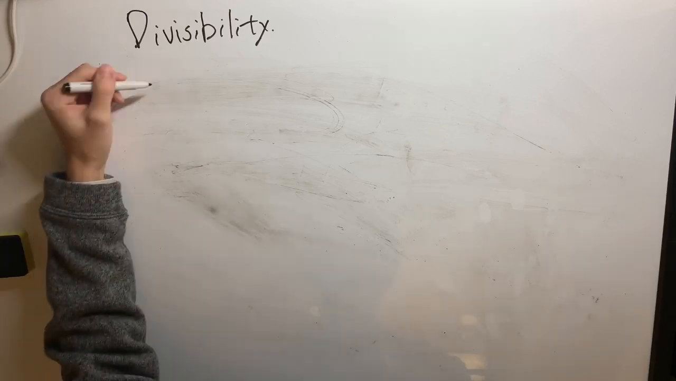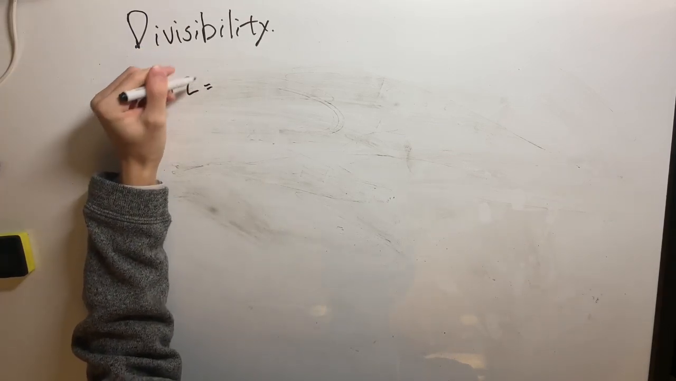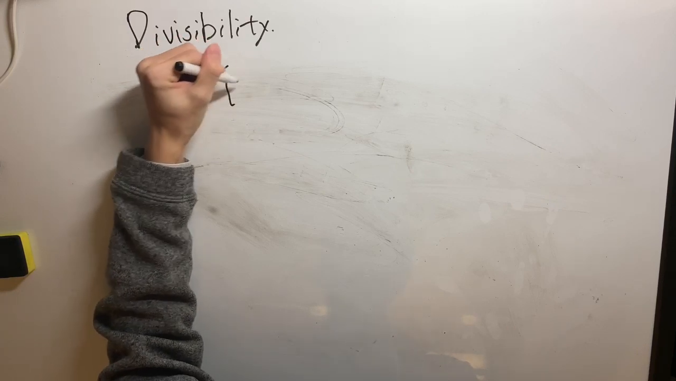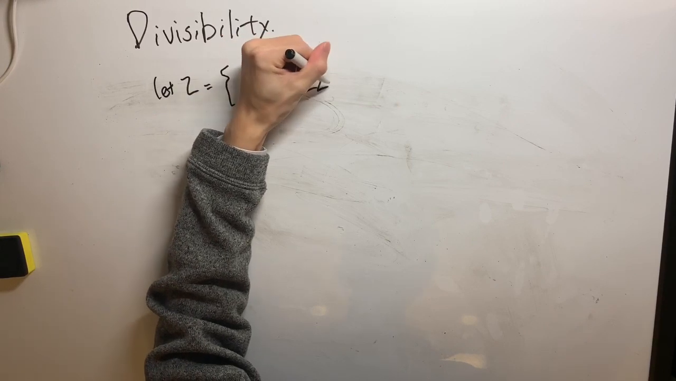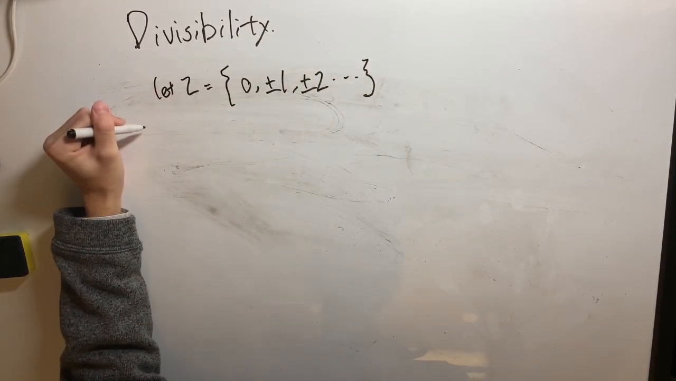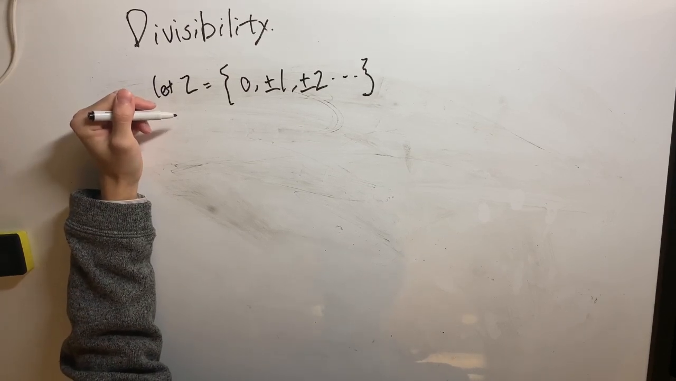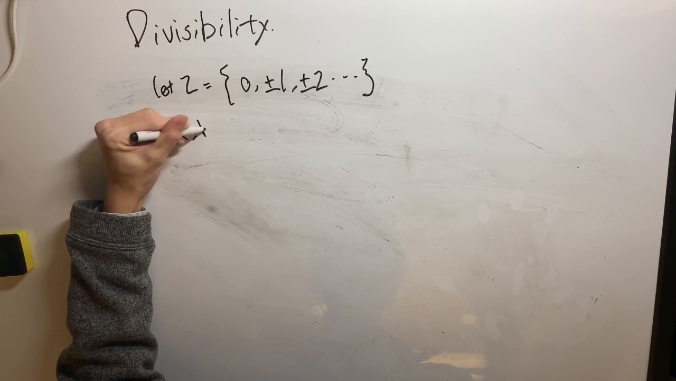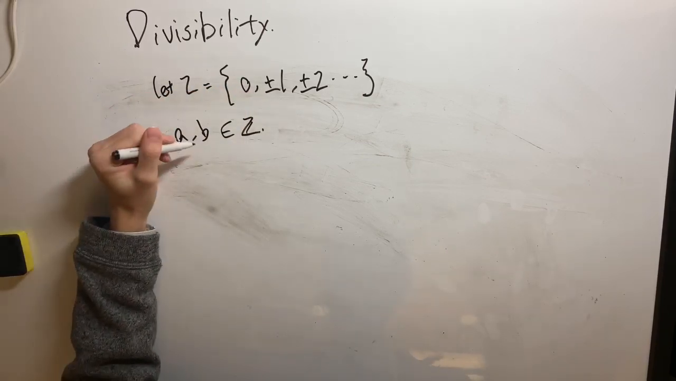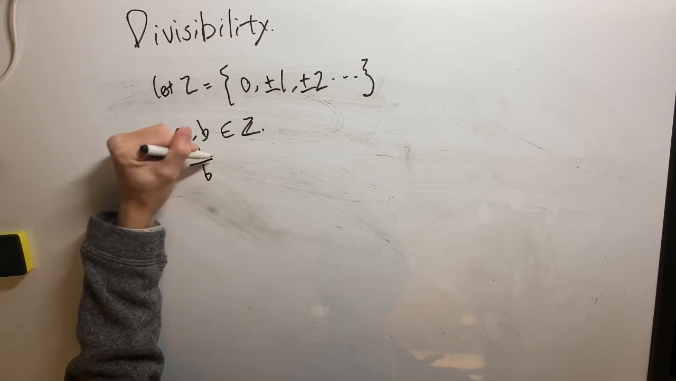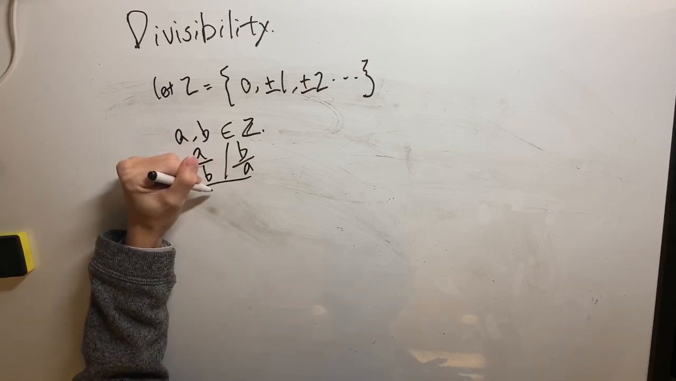So first, let Z be the set of integers, like 0, positive or negative 1, positive or negative 2, and so on. As we all know, if we take any integers a or b, they are from set Z. However, what about a over b or b over a? These two numbers are not necessarily integers.